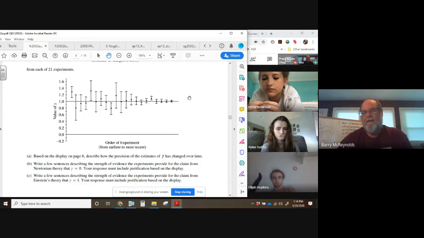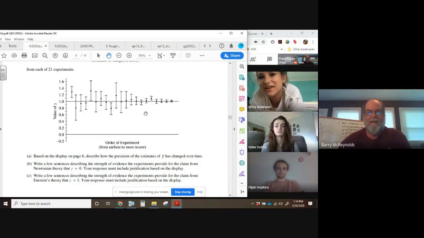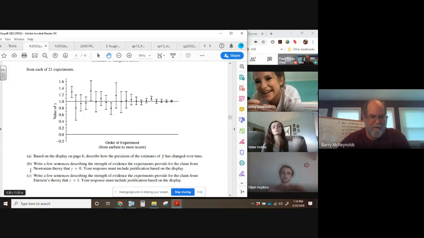When I look at this graph, the first thing I think of is Star Wars. These look like the Darth Vader ships. I forget what they're called, but I see that and I just want to go pew pew pew. But anyway, let's go on.